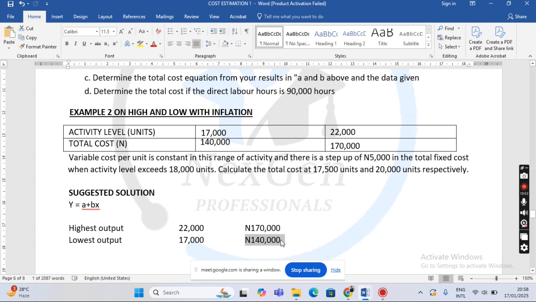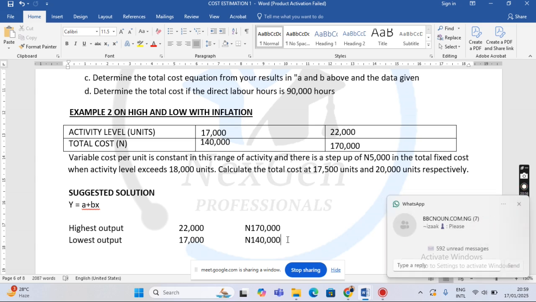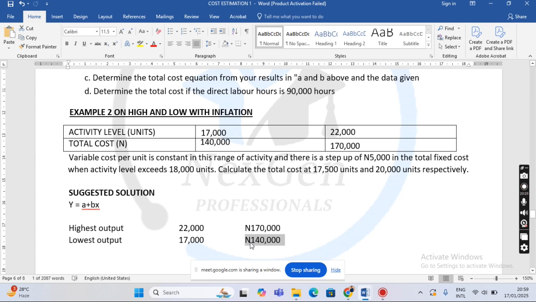Now, we need to establish that. What you need to do now is, from 140,000 to 170,000, we want to know what is the stepped up cost, what is the inflation cost? If we now produce above 17,000 units, class, you need to add 5,000 naira to 140,000 naira. Do you know why? Because the 140,000 does not include inflation yet, does not include stepped up cost.